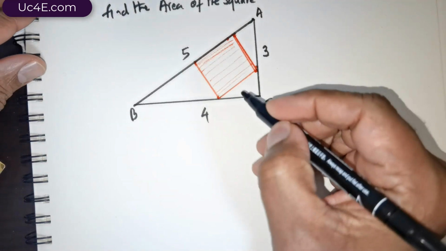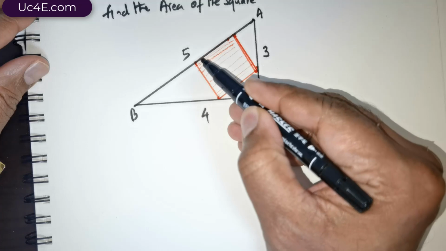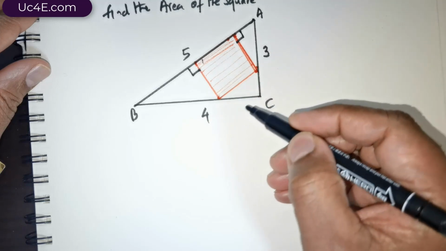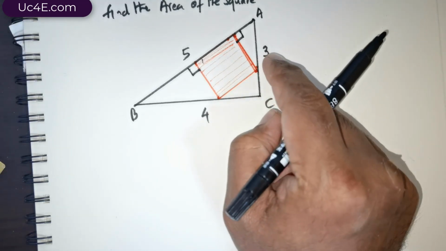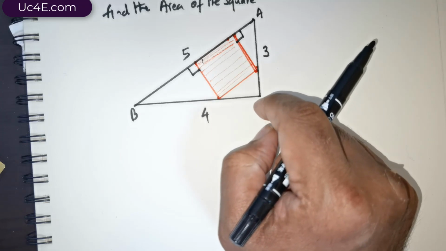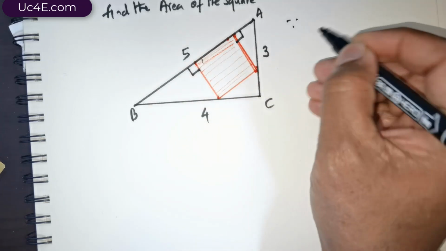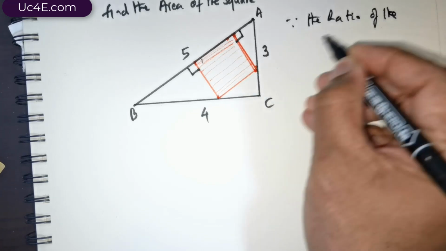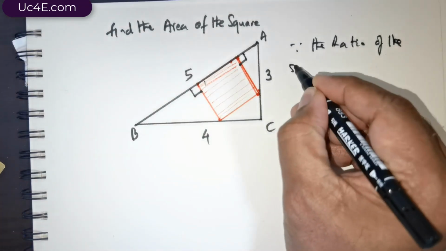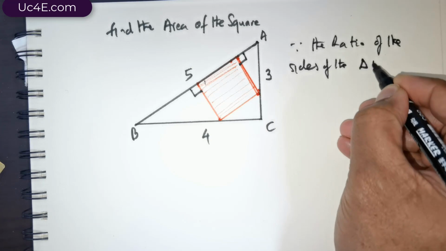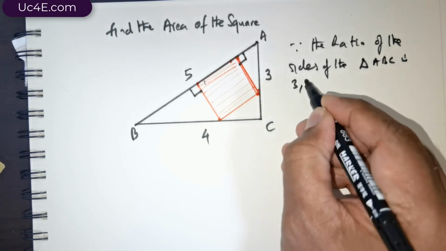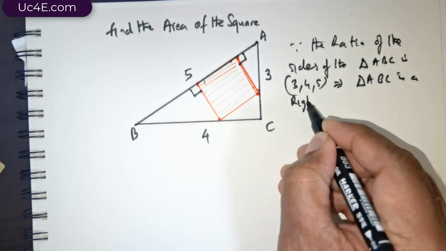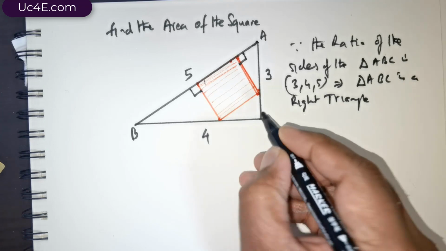actually set it out. Now foremost, since this is a square, this is going to be 90, so this would be 90. This would also be 90. And the ratios are given to be as 3, 4, 5. Now that's a very important observation. Since the ratio of the sides of the triangle ABC is 3, 4, 5, this means triangle ABC is a right triangle. So that would mean this is 90.